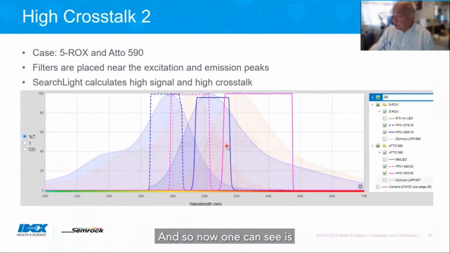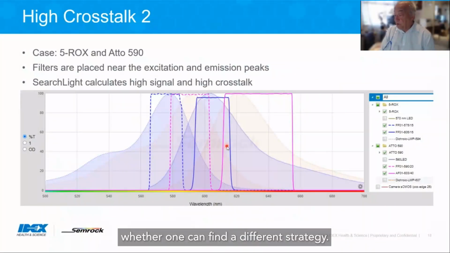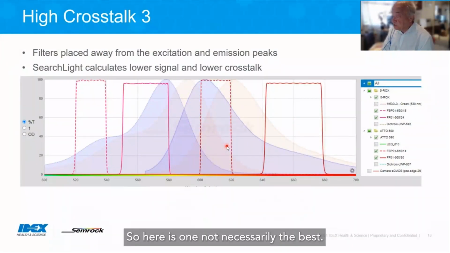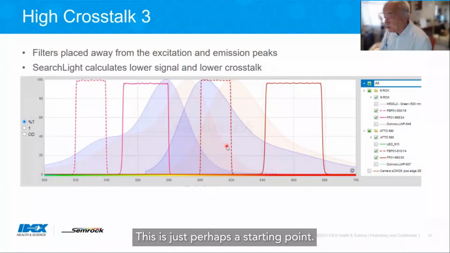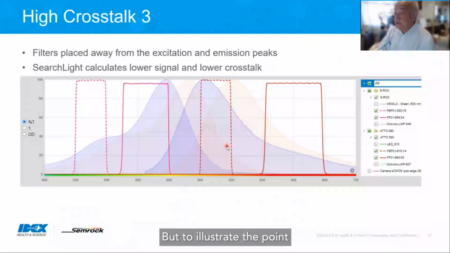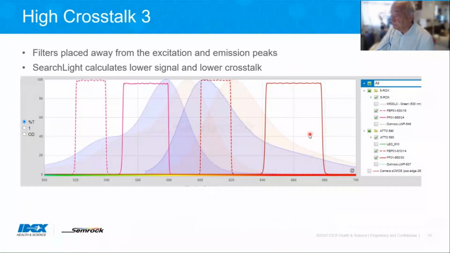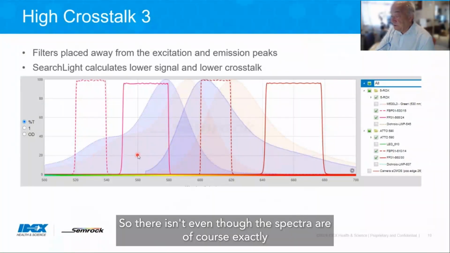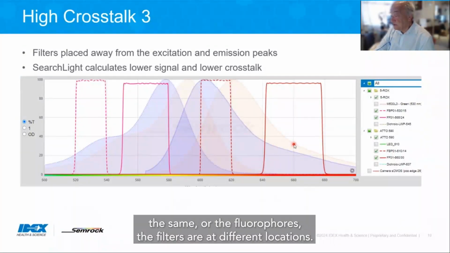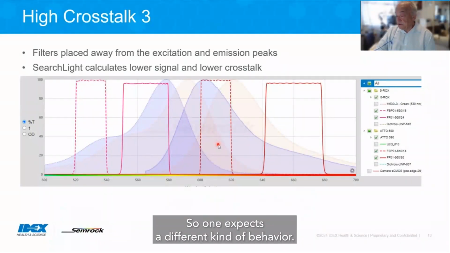And so now one can see whether one can find a different strategy. So here's one, not necessarily the best. This is just perhaps a starting point. But to illustrate the point, we now move the filters away from the excitation and emission peaks. Even though the spectra of the fluorophores are exactly the same, the filters are at different locations, so one expects a different kind of behavior.